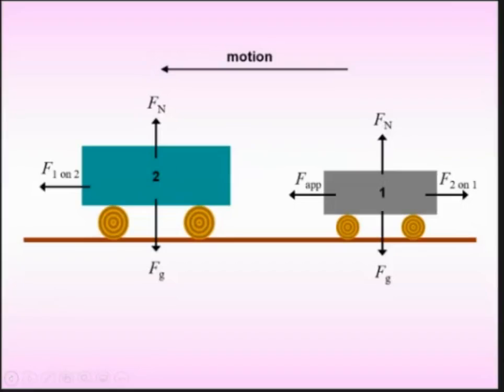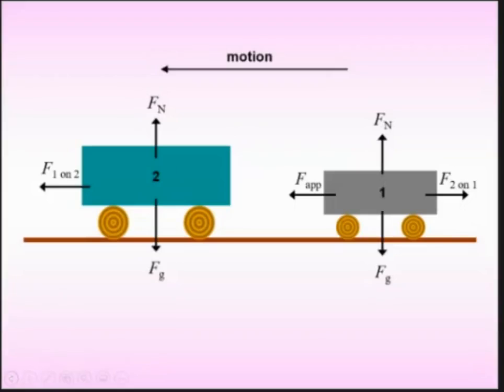And that's why we need to use card number 1. Because card number 1, I know what? But which one is directly applied to it? F1. Fg. F applied. And then what?